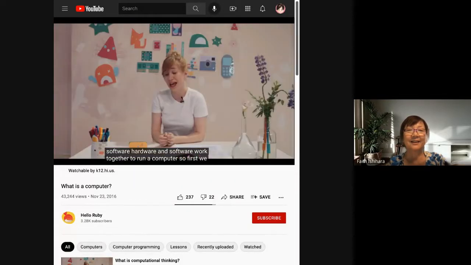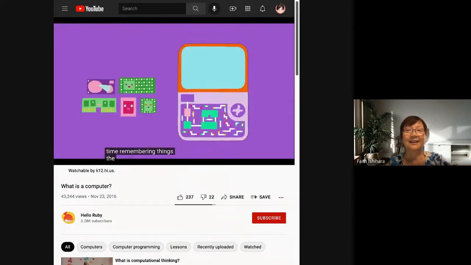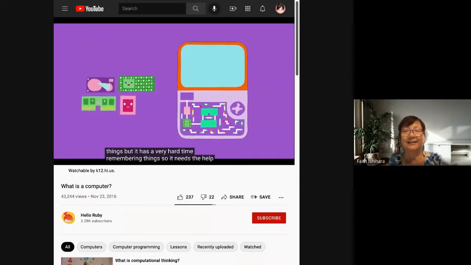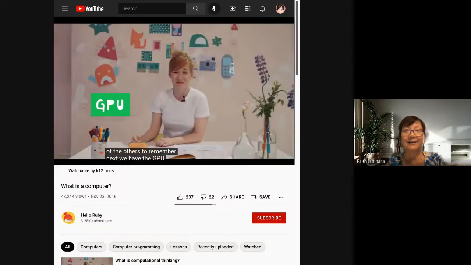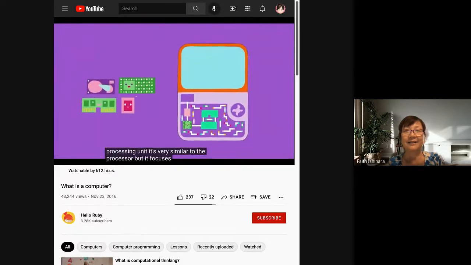So first we have the CPU. It's very good at bossing everyone else around, but it has a hard time remembering things. The CPU is extremely fast at calculating things, but it has a very hard time remembering things, so it needs the help of the others to remember. Next, we have the GPU, the graphics processing unit. It's very similar to the processor, but it focuses on things that are shown on the screen.